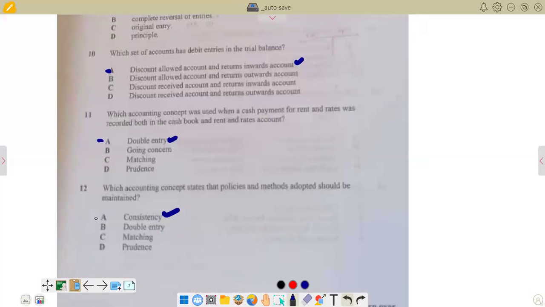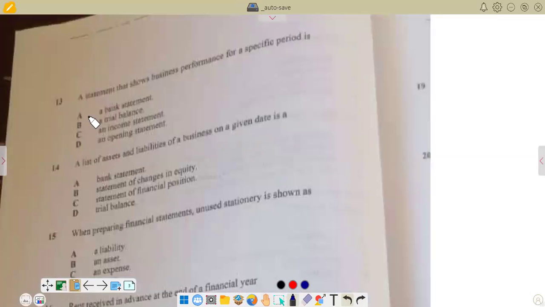You'd see that this is the most appropriate that we have. So I will go to the next page to see what question we have there. We are now moving on to number 13, which is saying a statement that shows business performance for a specific period is... We know that a statement that shows our business performance is an income statement, but the one that shows our business position is the balance sheet. So our income statement, C, is the most appropriate that we have there.